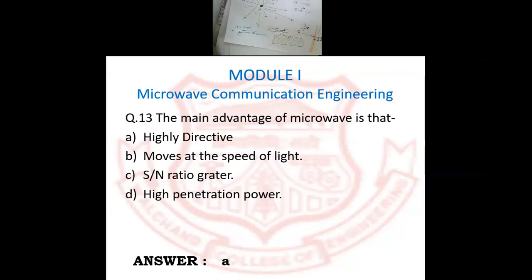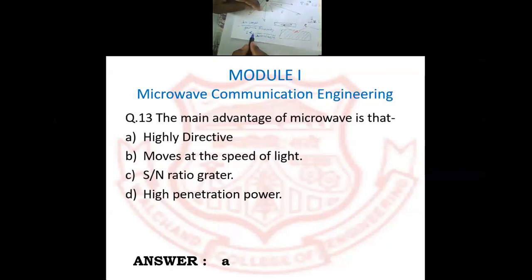Now, if it moves at the speed of light, oh yes, correct. But that is in free space; if it is in any medium, then it will not propagate with the speed of light. So the correct answer is highly directive, because the wavelength is small. If you calculate the gain, gain is nothing but the ratio of what? Gain is directly proportional to 1 by lambda. Okay, write down: gain is directly proportional to 1 by wavelength.